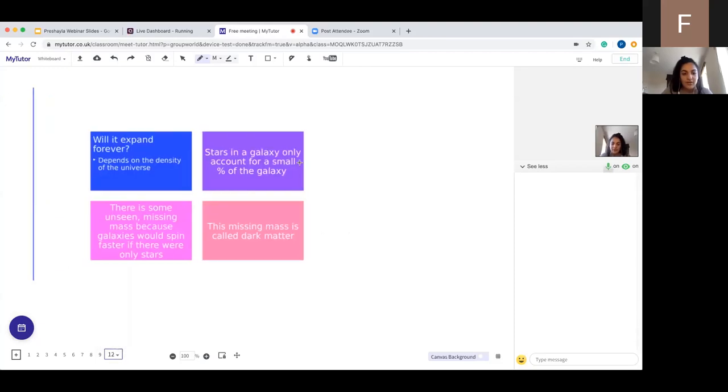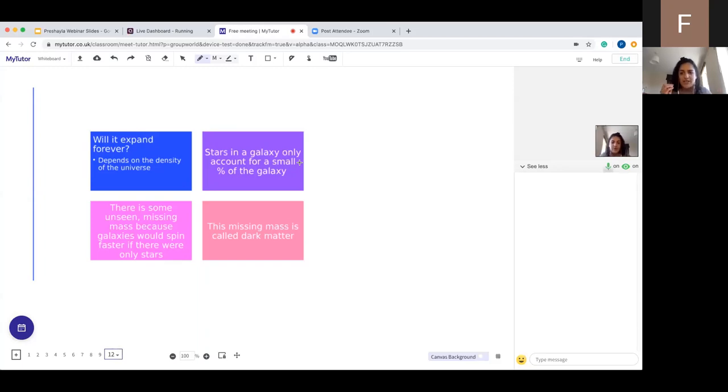So we went on to talk about the future of the universe. Will it expand forever? Well, it depends on how dense our universe is, how densely packed are our stars and our galaxies. But stars in a galaxy only account for a very small percentage of that galaxy. So our Milky Way galaxy, only a small percentage of our galaxy is actually filled by stars. The rest of the mass is unknown.